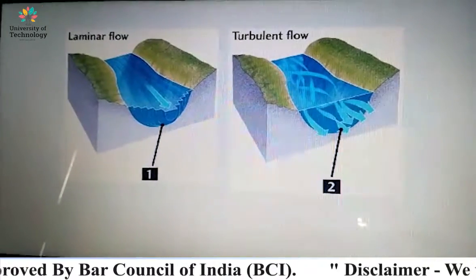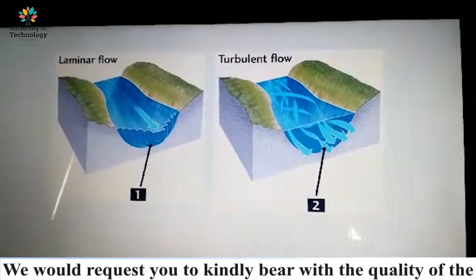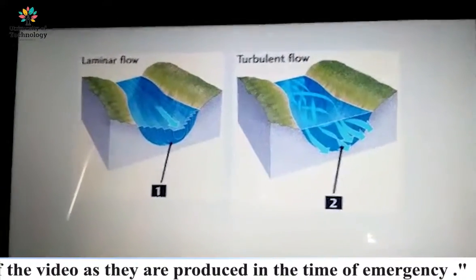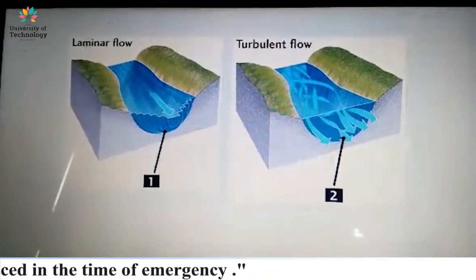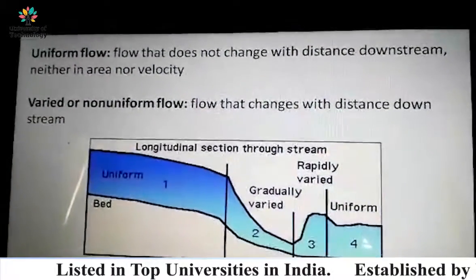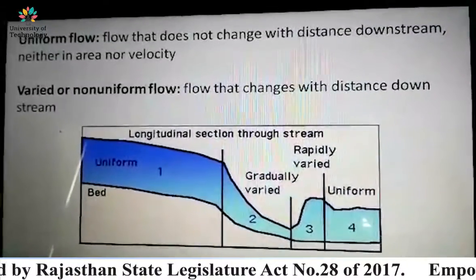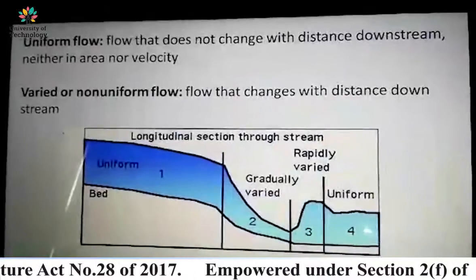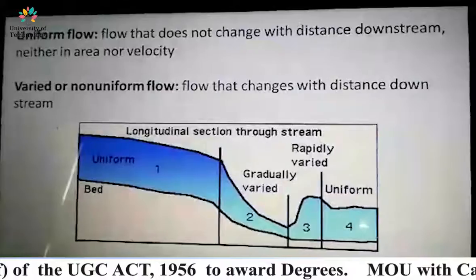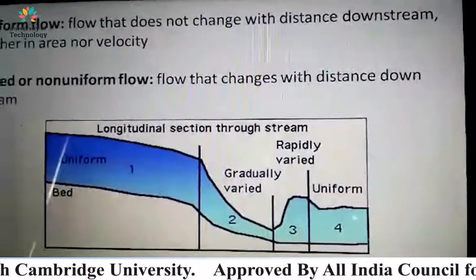Now we can see this diagram. The first is laminar flow and the second is turbulent flow. So we can observe the flow in the channel of this type. Next, uniform flow is flow that does not change with distance downstream, neither in area nor velocity. Varied or non-uniform flow is flow that changes with distance downstream. We can see this diagram for uniform and non-uniform flow.